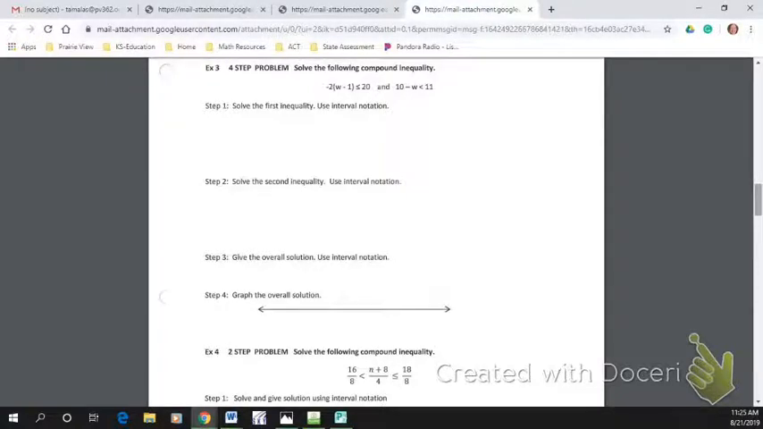Okay, so is it simple, compound, or absolute value? Compound even says that in the instructions, actually, but you should be able to know that because I have 2 inequalities with an and sign, right? Step 1, work out the first one. Step 2, work out the second one. Step 3, interval notation. Step 4 is the graph. Okay, so when you do step 1 on this one, be cautious. What would be the first step you guys would choose to do?